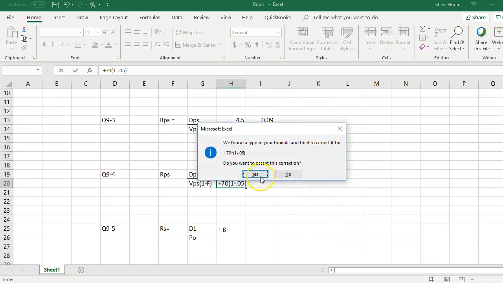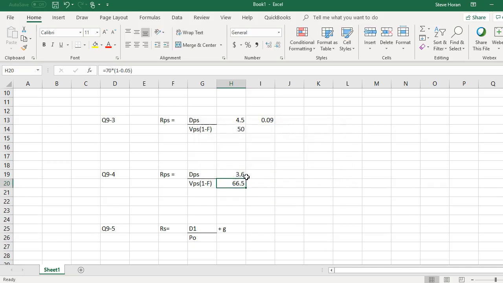Okay, so let me fix the formula there. So I get 3.6 divided by 66.5. I do the math, and I get the answer, which is 5.41%. And obviously pay attention to what, when you enter these in MindTap, how many decimals they want you to round to. But most with decimals will probably have you round to 2 decimals, so just be careful of that. Okay, so that was question 4.